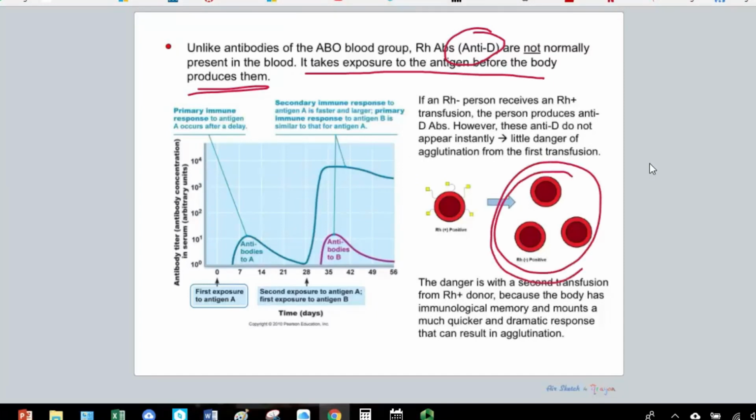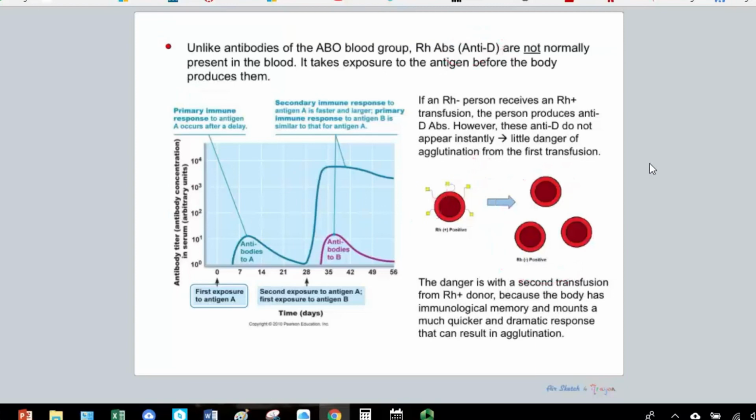Here's an Rh negative individual. If an Rh negative individual receives an Rh positive transfusion, so they receive red blood cells that have this D antigen on it, this individual right here is going to begin to produce anti-D antibodies to attack these D antigens. But the first time you're exposed to an antigen and you produce antibodies for it, you don't produce that much, okay? And that's what this is looking at here, and we'll come back to this with the immune system.